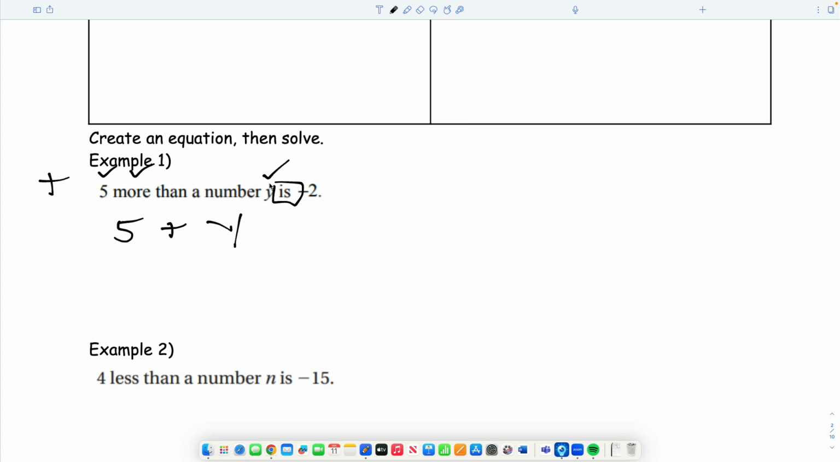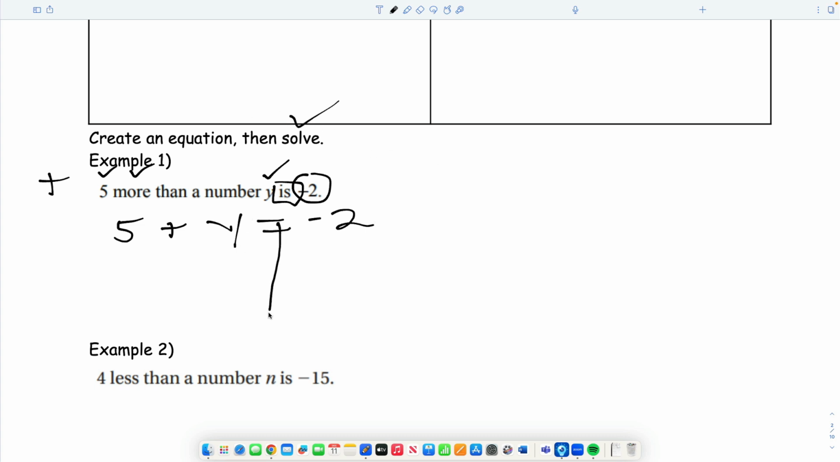That's a great start. When you get to the word is in a word problem, if it says is 5 or is 10 or is any number, you're going to think in your head an equal sign. The moment you hit is, you're going to put equals for that word. 5 plus y equals this last number. You just created your very first equation, 5 plus y equals -2. To get full credit on these types of problems, you also have to solve.